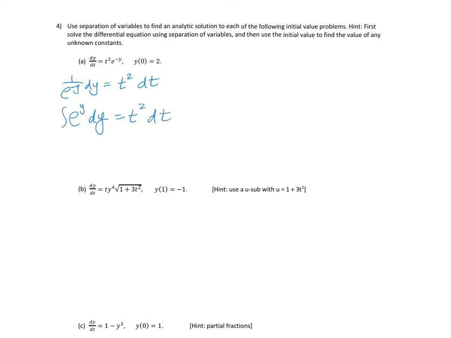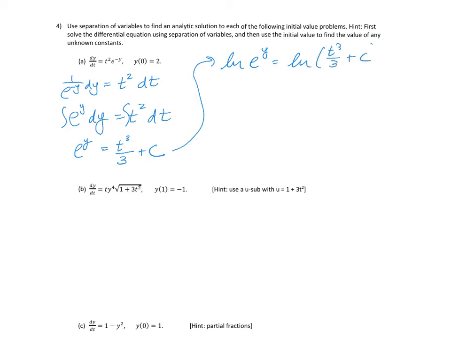And then integrate both sides. The integral of e to the y is e to the y. Integral of t squared is t cubed over 3 plus c. And I want to get that y. I'm solving for that y, so I'm going to take the ln of both sides. The ln of e to the y equals the ln of t cubed over 3 plus c.